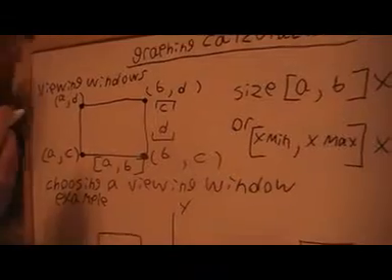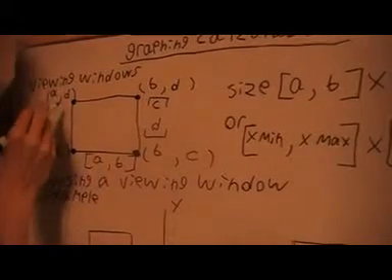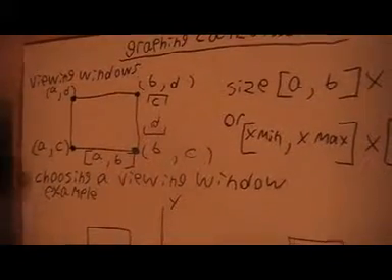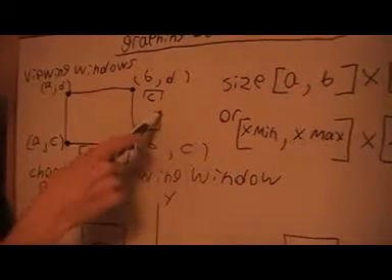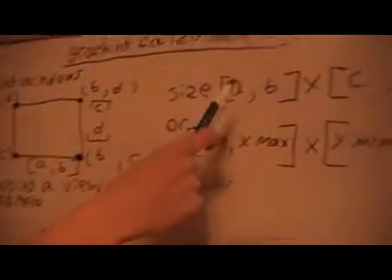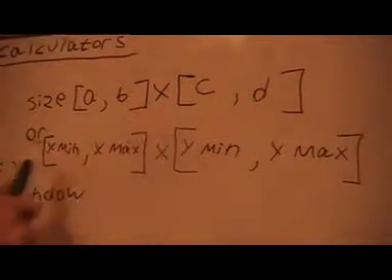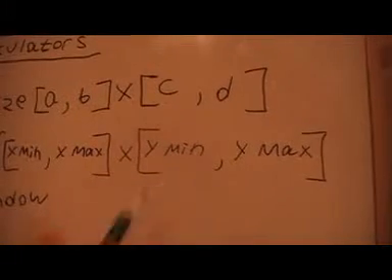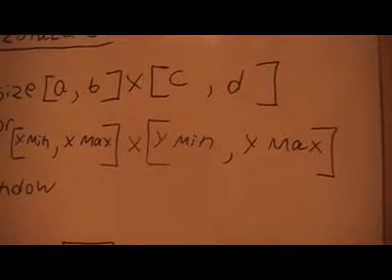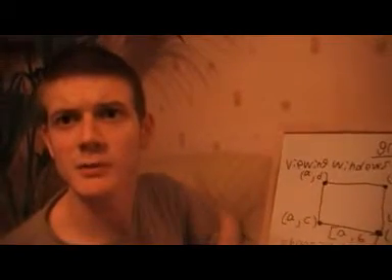That should be a B. That should be a D, yeah, that's right. So this is the length here, AB and CD. So then the window's got size AB times CD. And you have X min, X max by Y min, Y max. And on your graphing calculator, you just put those values in for whatever type of window you want.